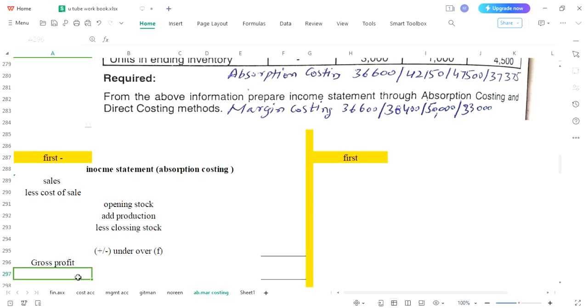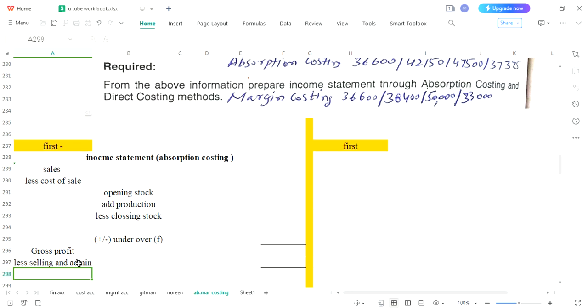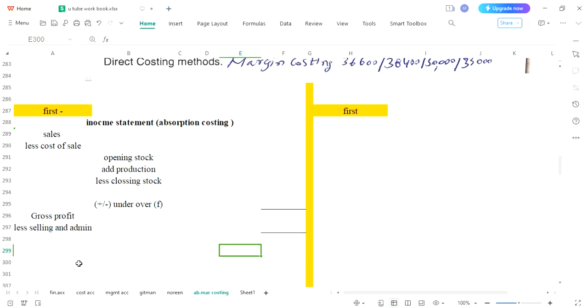After which you will subtract your selling and admin expenses. No matter what type of selling and admin expenses, you will be writing them over here. We had the lines. Okay, let's remove this line, we don't need it.